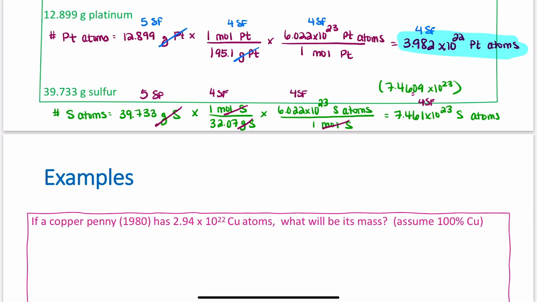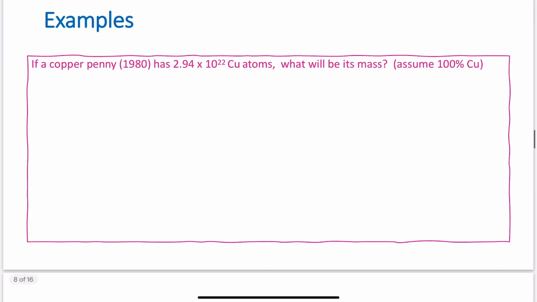Okay, back to the actual focus here. I have a penny, and I'm going to assume it's 100% copper. Makes life slightly easier. We'll do an example in a few slides that is not 100% copper. What I'm trying to find here is the mass of the penny. Well, if the penny is 100% copper, what I'm really looking for is the grams of copper, because the mass of the penny is the mass of the copper. I'm told I have 2.94 times 10 to the 22nd copper atoms.